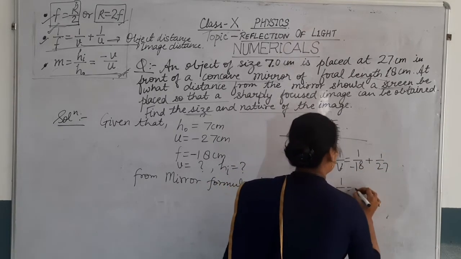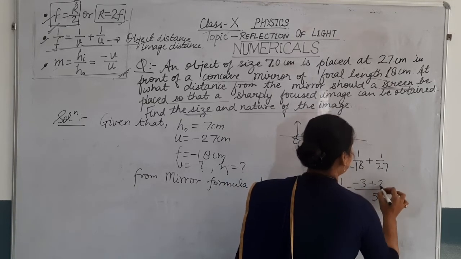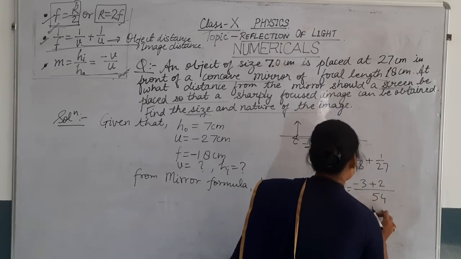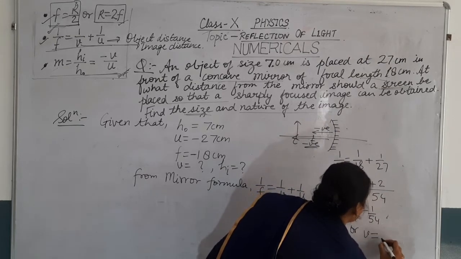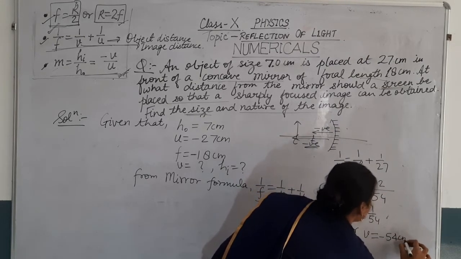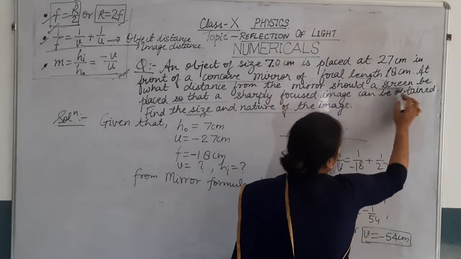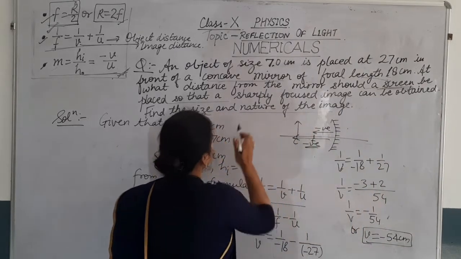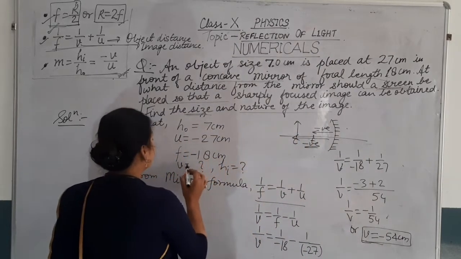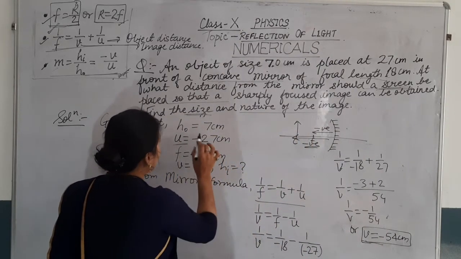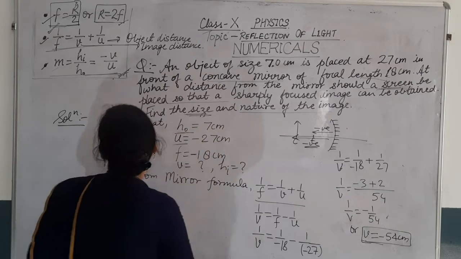Now taking LCM, we will get 54, and this will become minus 3 plus 2, and 1 upon v will become minus 1 upon 54. The same equation we can write as v is equal to minus 54, and the unit will be centimeter. So this is the position where a person should put a screen to get a sharply focused image. Now the image position we have found, object distance we know, height of object we know, we have to find out the size using this equation.